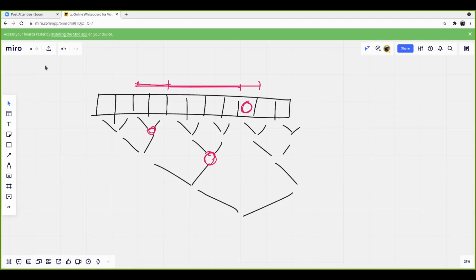And you can recompute the information stored in the nodes of the tournament tree. And you can also do updates if you want to set all of the values in this particular red interval to 7.